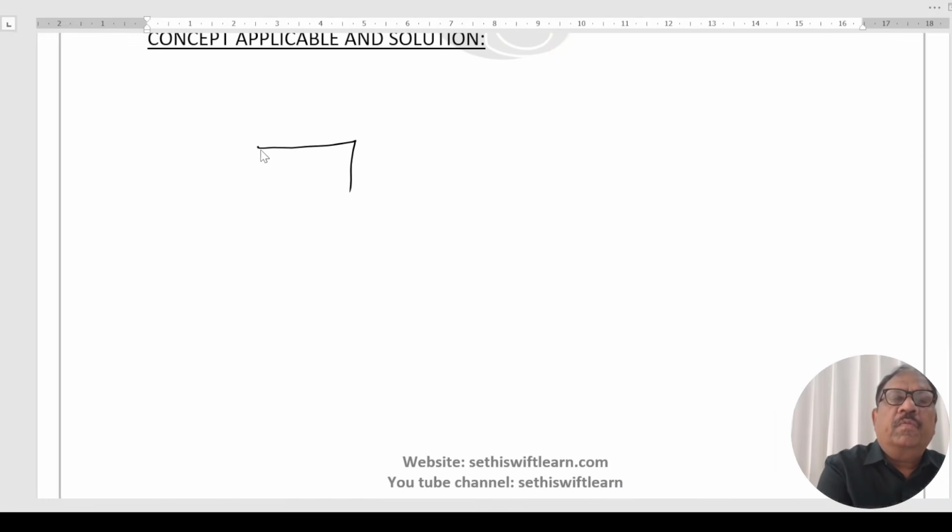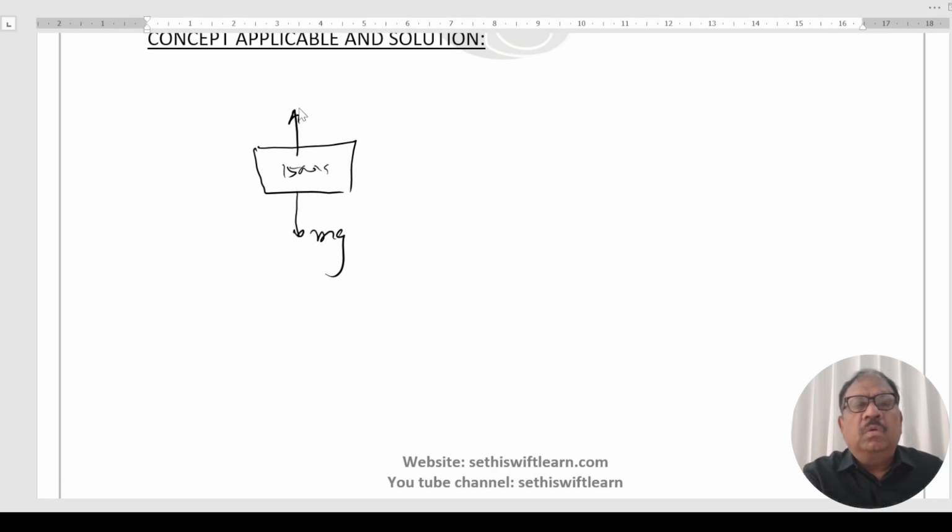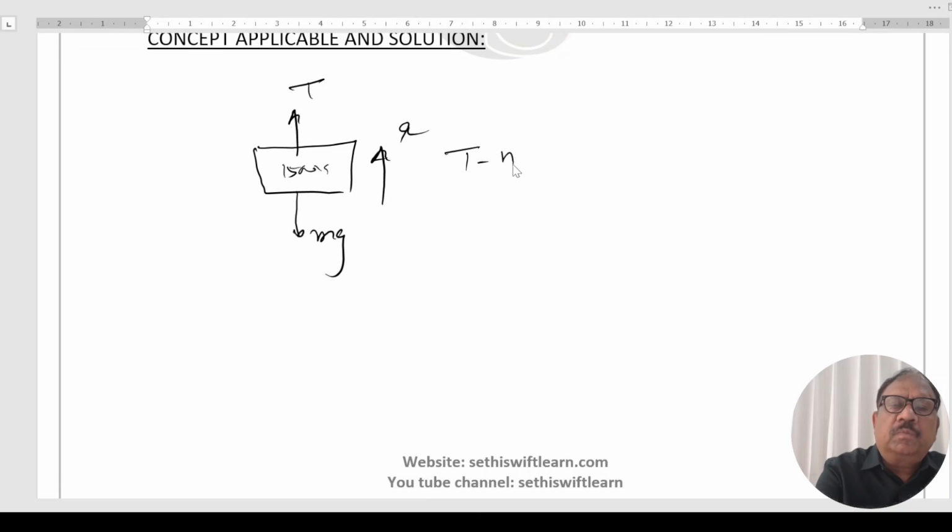the free body diagram of the man. This is 1500 kg. Weight mg is always downward. This will be the tension in the string. This is moving with acceleration a upward. As motion is upward, T will be dominating, so T minus mg equal to m into a. T will be equal to m(g plus a).